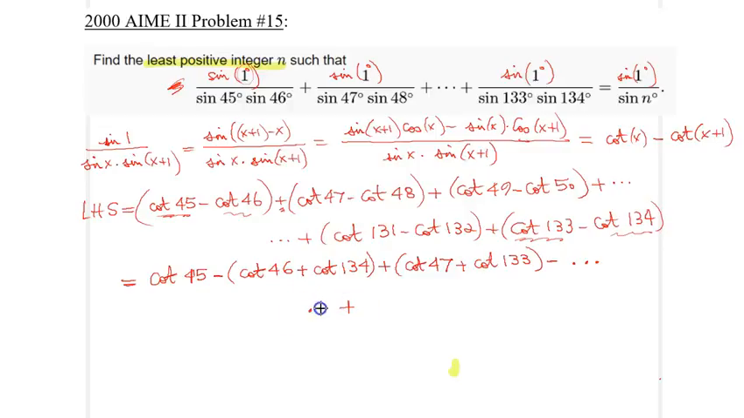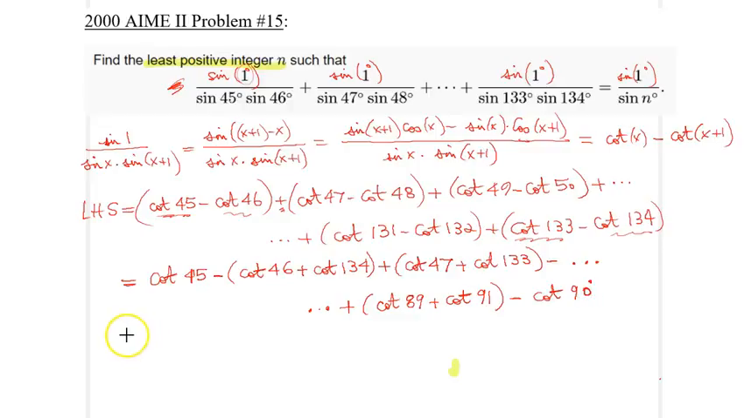If I keep going all the way to the last terms, the ones in the middle, let me rewrite carefully. I would have cotangent of 89 plus cotangent of 91 degrees, and finally we would have a minus cotangent of 90 degrees by itself.